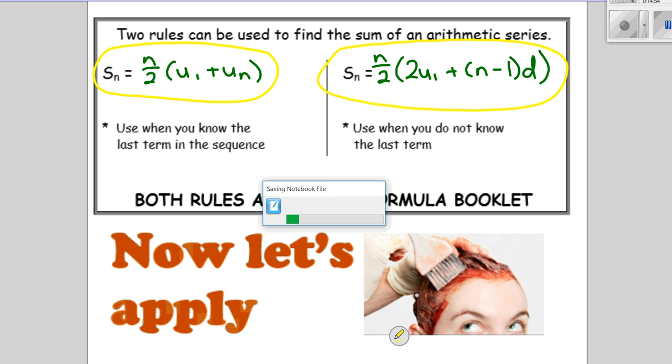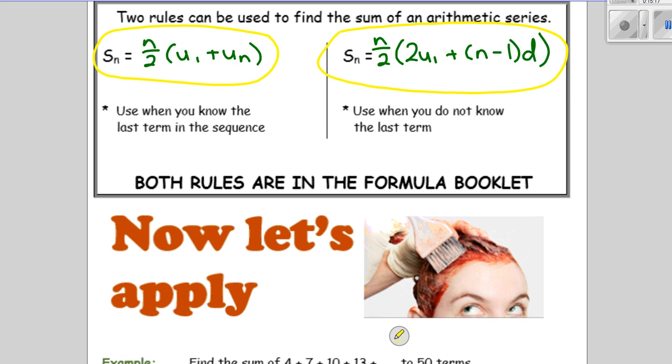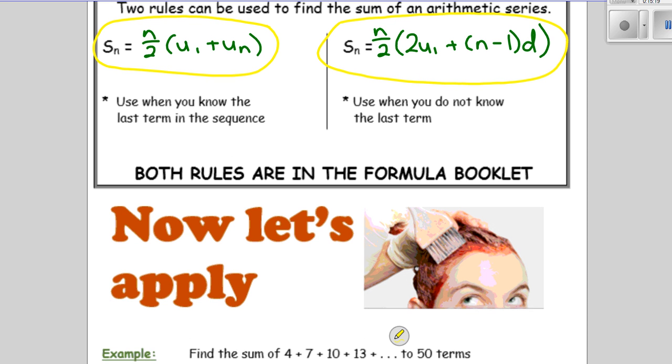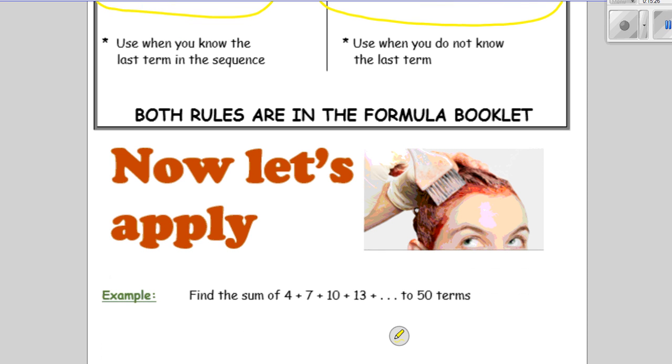Now a whole stack of applications. So numbers are going to be big. The answers to a lot of these are numbers in the thousands or tens of thousands, so definitely feel free to grab your calculator if you haven't already. I know what the final answers are meant to be, but it's good for you to practice plugging things in quickly. This would tend to be more calculator stuff. Both rules are in your formula booklet. This one you use when you know the last term in the sequence. This one you use when you don't know the last term in the sequence. Okay, back to here. Now let's apply.